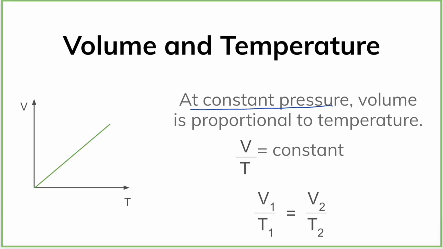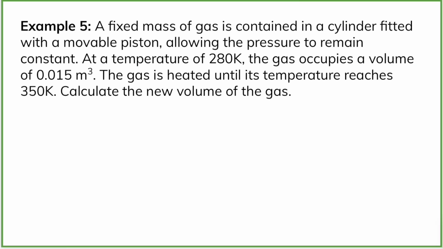And if we wanted to use that, practically speaking, in a scenario where only the volume and temperature change and pressure remains constant, we can use this type of formula. So we have a fixed mass of gas in a cylinder fitted with a movable piston. So that's the clue that the volume is going to be able to change. And what that does is the pressure remains constant as the volume is changing. So at a temperature of 280, the gas occupies this volume, and then the gas is heated until its temperature reaches 350. Calculate the new volume of the gas.